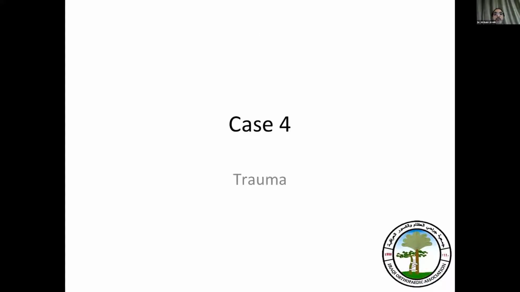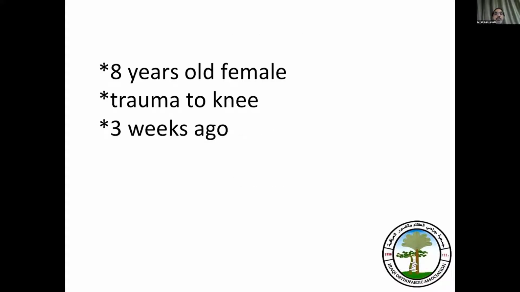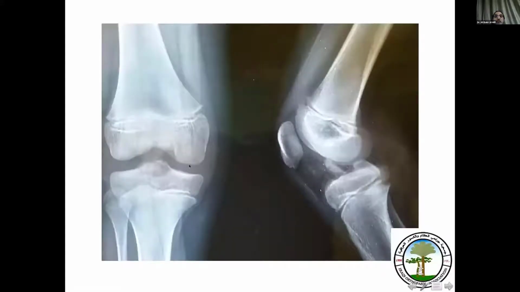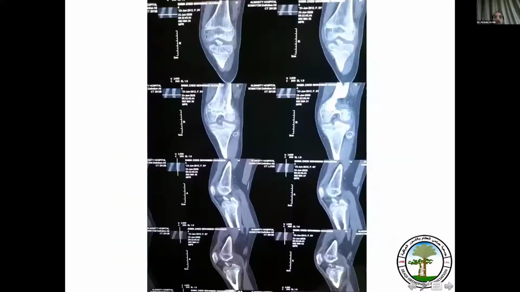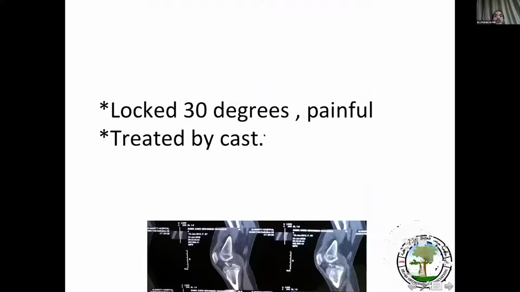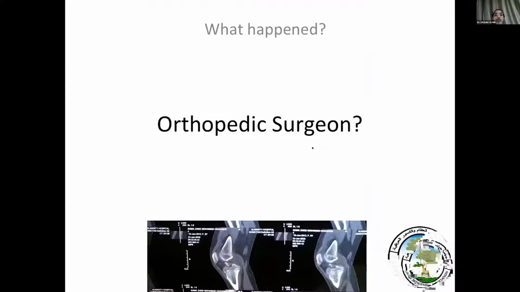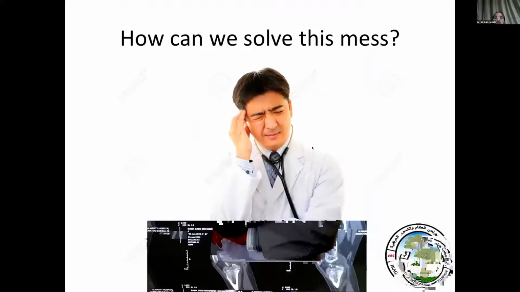And the last case, an 8-year-old female with a history of trauma to the knee 3 weeks ago. And this is the X-ray. You can see clearly there is a bulging of the tibial spine. The CT scan shows that the piece is almost rotated. She came with a locked knee at 30 degrees, painful, and was treated by cast for almost 3 weeks. So who should be blamed for this? How can we solve this mess? It's a really big mess and headache.